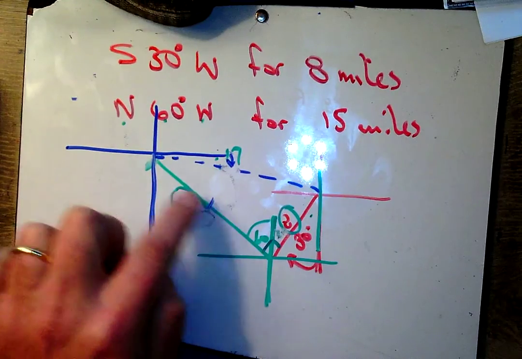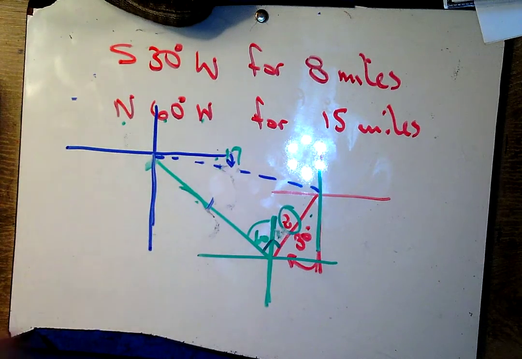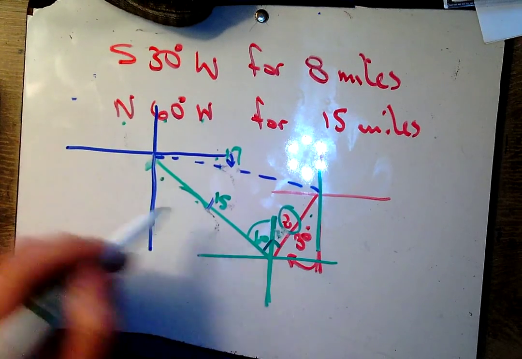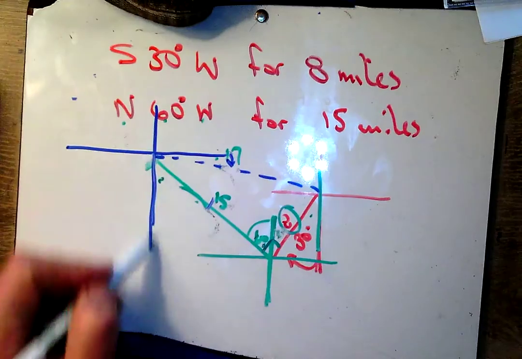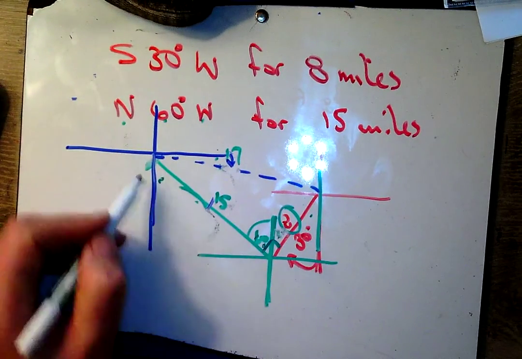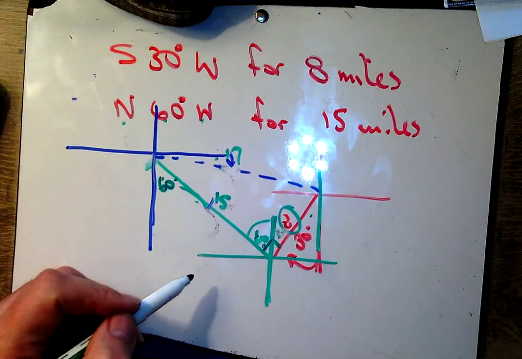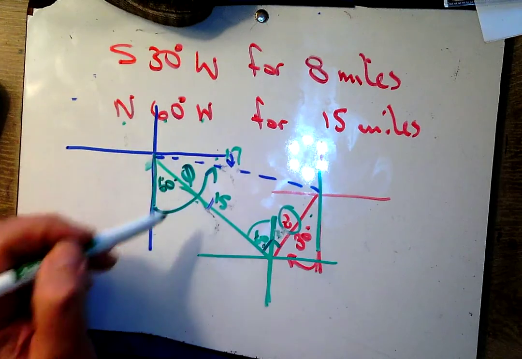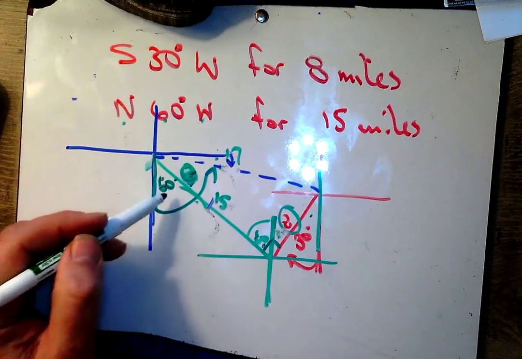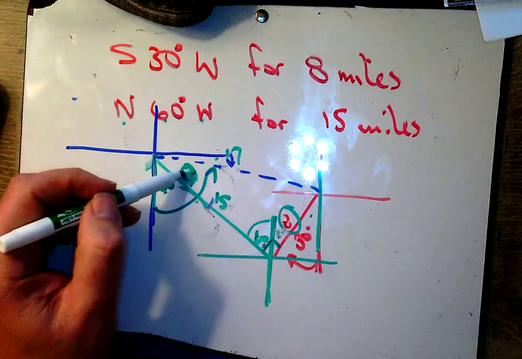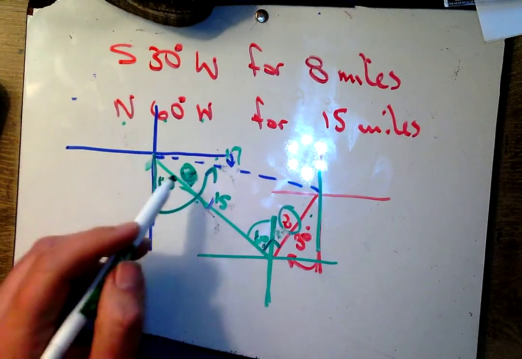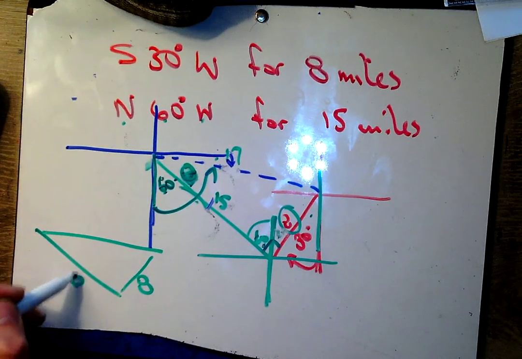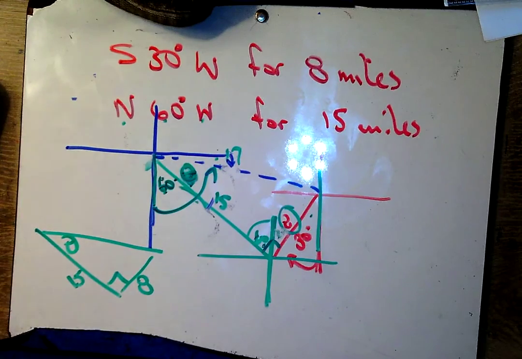However, there are some things I do know. I do know that this angle here and this angle here, because parallel lines cut by a transversal, I know that that's 60 degrees. I know that my bearing angle for south something east is going to be 60 plus theta. So I've got to find that theta. Well, conveniently, that theta is part of this right triangle with 8, 15, and theta.